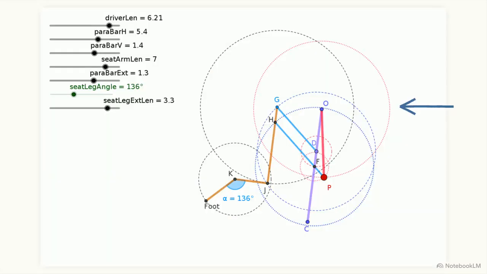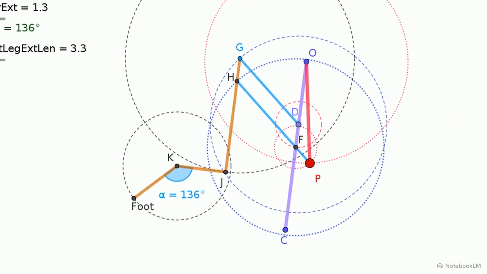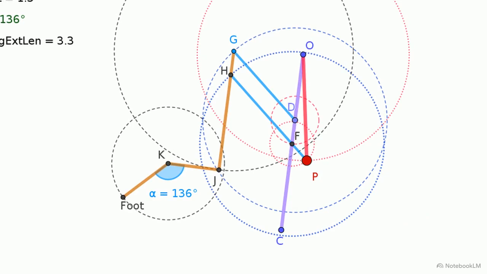Notice the web of overlapping dashed lines. These geometric circles act as mathematical constraints. A circle's constant radius forces the simulated metal bars to maintain fixed lengths. Where two circles intersect, the math creates a precise, moving hinge.